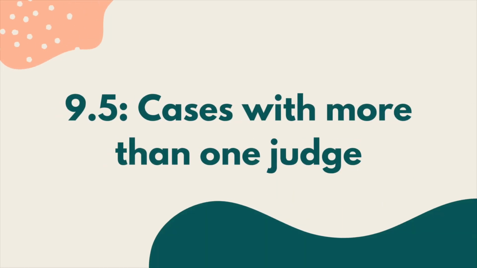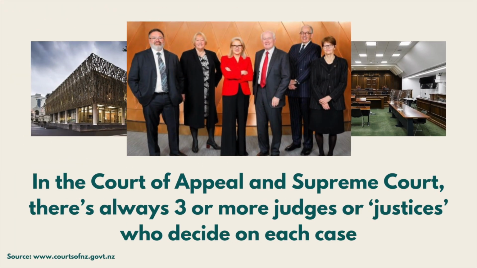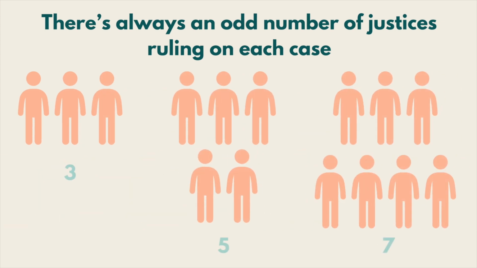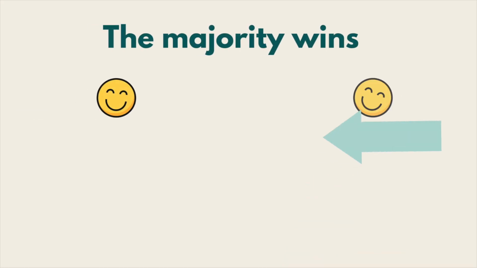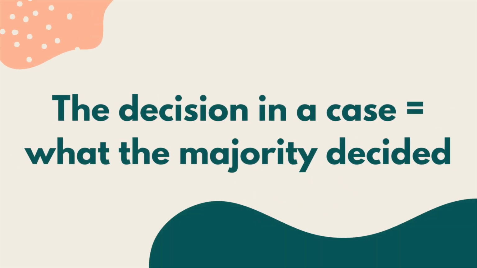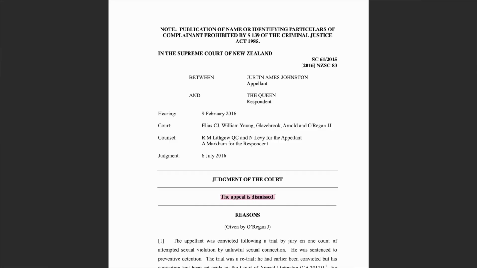9.5, Cases with more than one judge. In cases in the Court of Appeal and the Supreme Court, there are 3 or more judges, or justices as they're called in those courts, deciding on a case. There's always an odd number of justices, like 3, 5, or 7. The case is decided by what the majority decide. For example, if 2 justices decide that a party in a case should win, and 1 justice disagrees, that party wins. So to find a decision in a case with more than 1 justice, you need to see what the majority decided. A case will normally say what the majority decided at the top.